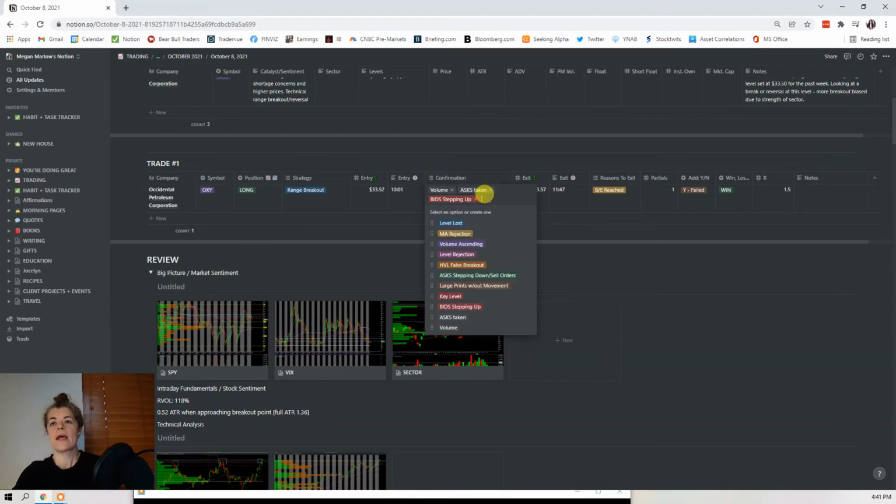So as you're building your master list on this, you can start to put in all these things. Then when you are in here filling it out during the day, you don't have to keep typing in things like level loss, volume ascending, level rejection.